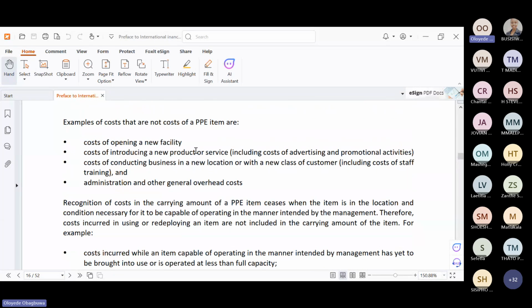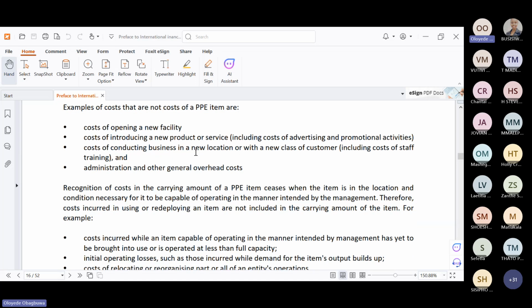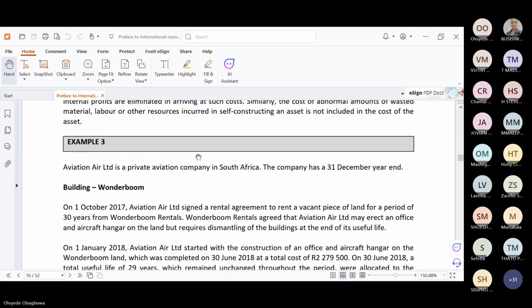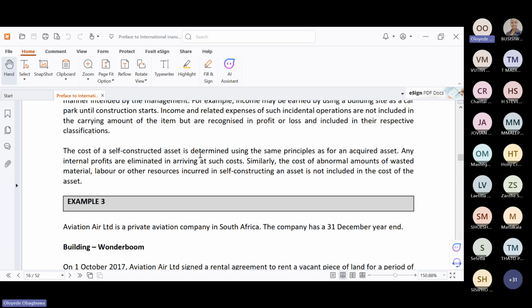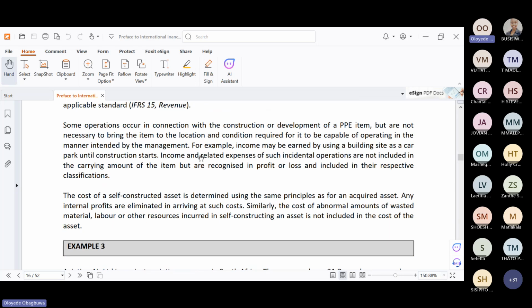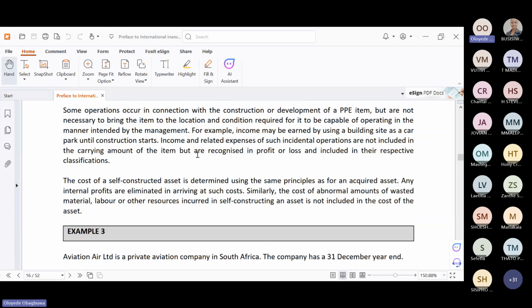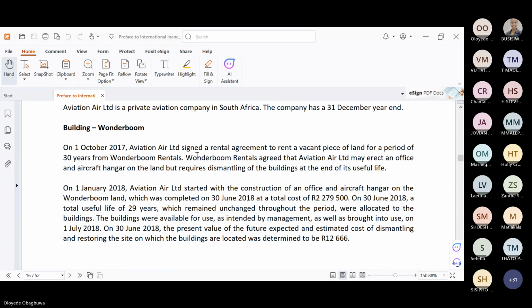You can go through all these ones. Okay, these are examples to emphasize the discussion above. So let's go through the examples. Example 3.